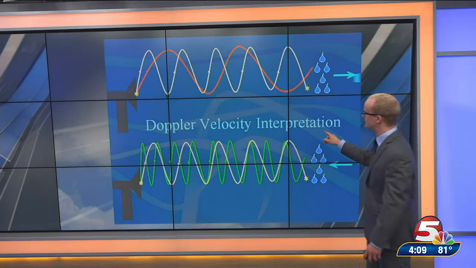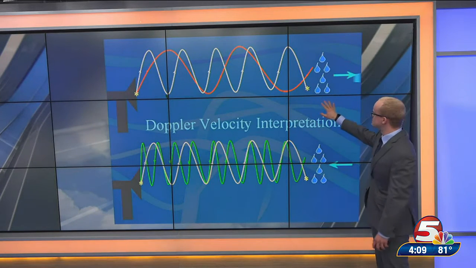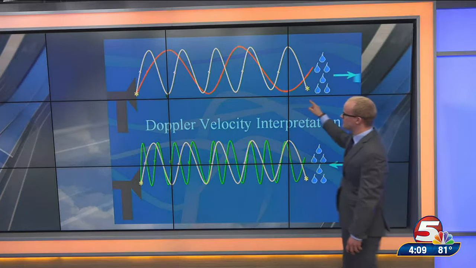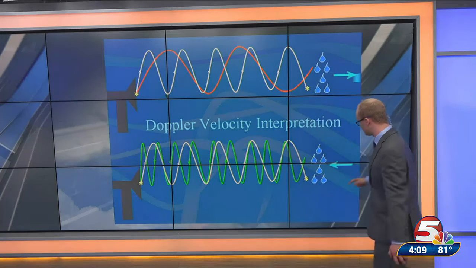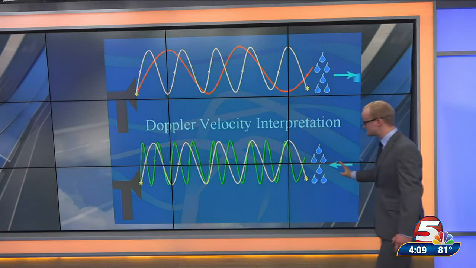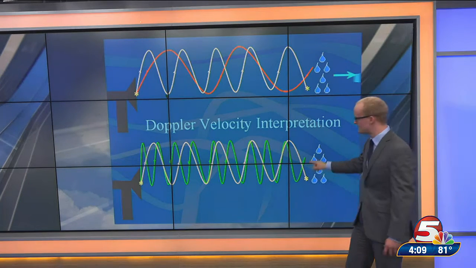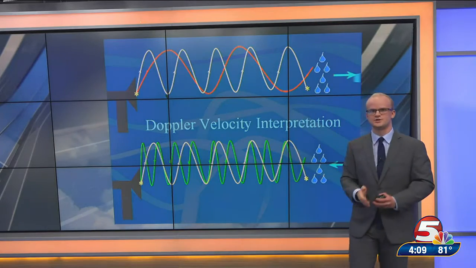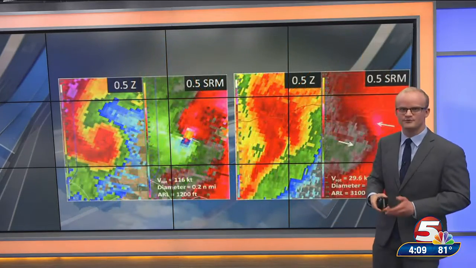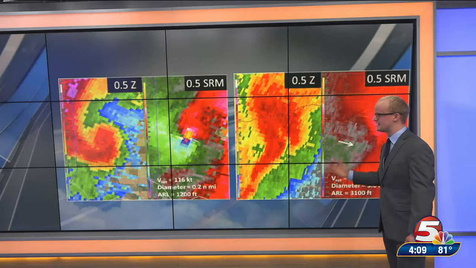So here's another schematic of that. It's precipitation moving away from the radar site. Your frequencies that are coming back, those red lines, are farther apart from each other, versus when the precipitation is coming towards the radar site. The frequencies, the green lines in this example, are a lot closer to each other. And that's very important and powerful information when we're looking inside of thunderstorms.